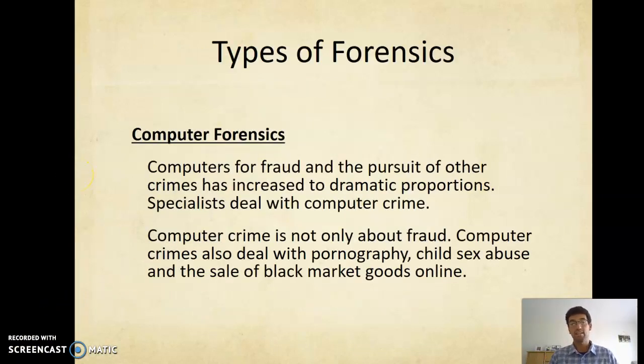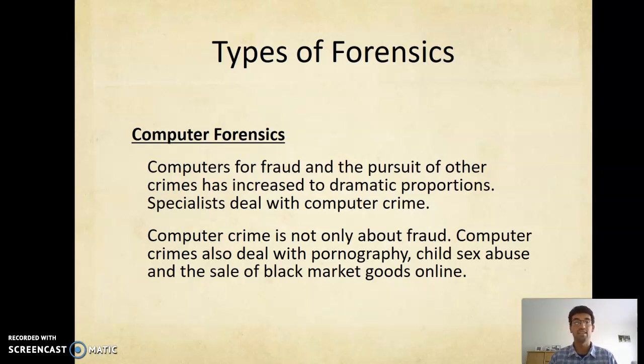So, there are many different types of forensics, because again, forensic science is just an umbrella term that encompasses a lot of different skill sets. So, a lot of these different types of forensics you've probably seen on some crime TV shows or movies, or just stuff that you've probably been aware of. You just didn't know that that was a part of forensic science.